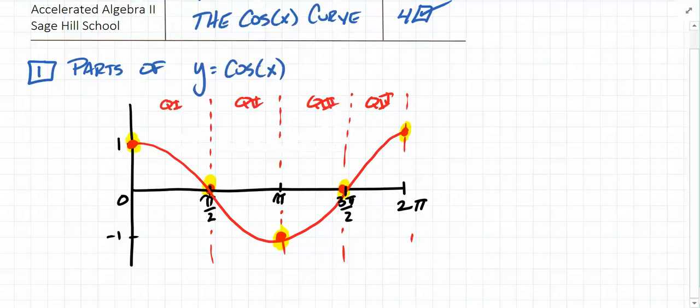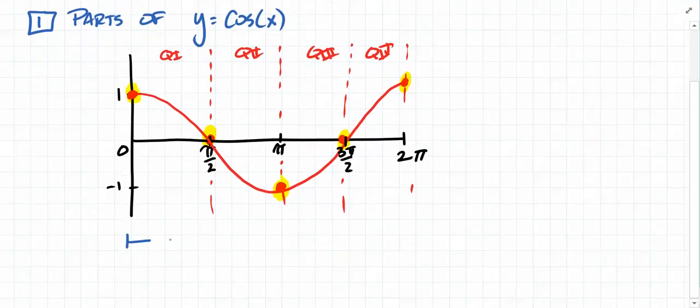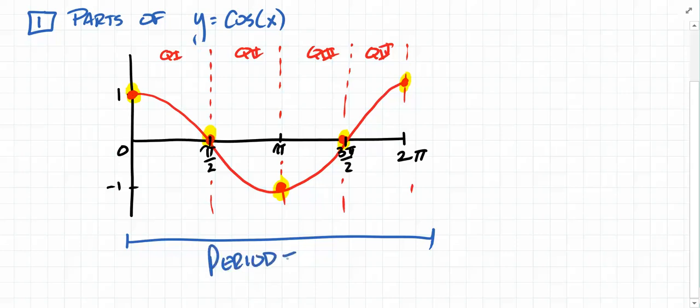First of all, what is the period? Yes, very good. Not a trick question. The period is equal to 2 pi. It's the exact same as what? Sine curve. So therefore, sine and cosine both have a period of, fill in the blank, 2 pi. Very good. Awesome.